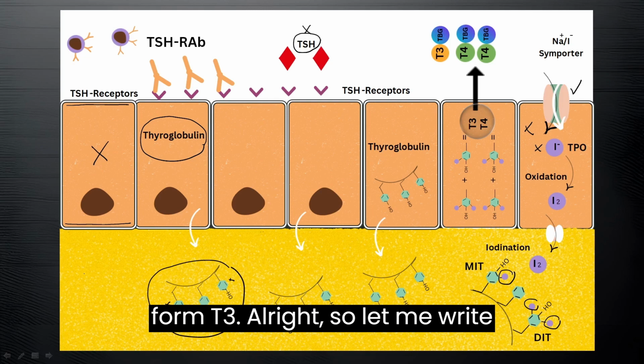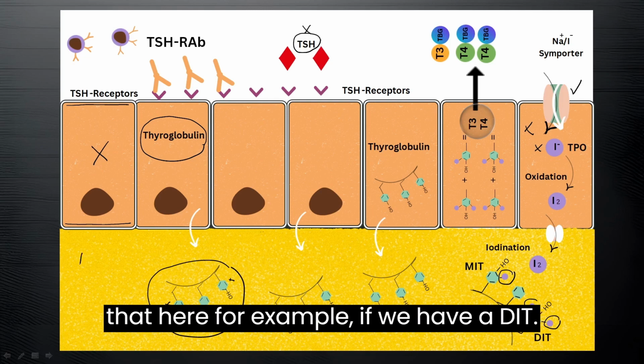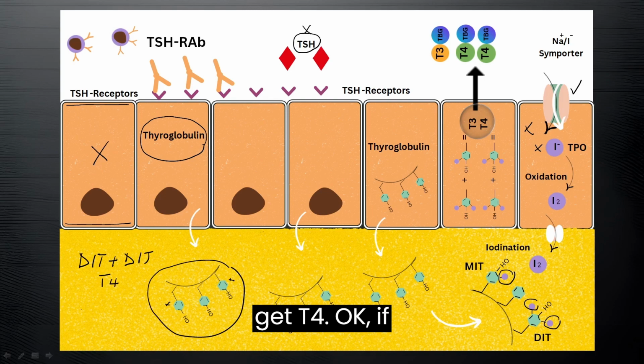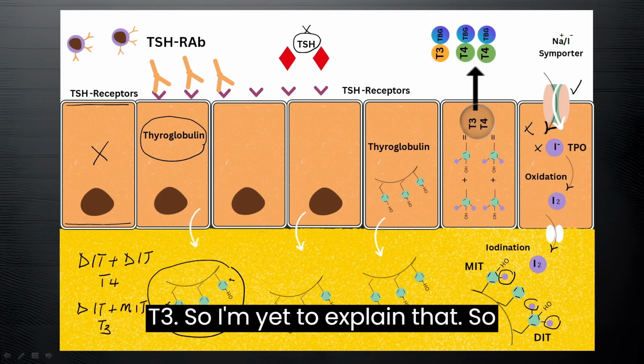All right, so let me write that here. For example, if we have a DIT plus a DIT, we get T4. Okay, if we have, say, a DIT plus an MIT, we get T3. So I'm here to explain that.